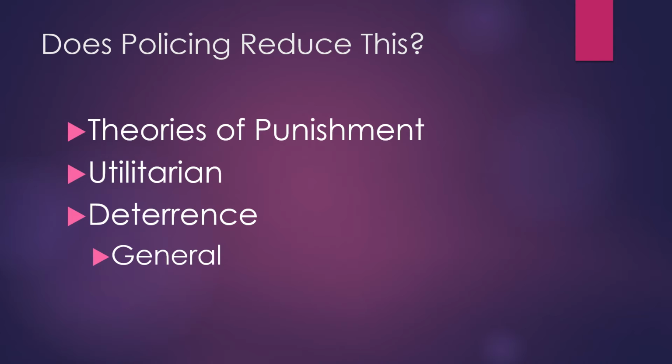The other kind of deterrence is specific deterrence, which means that the punishment should prevent the same person from committing the crime again. So that's the idea. Now we need to look at some of the evidence about whether that idea actually works. And there are some problems.